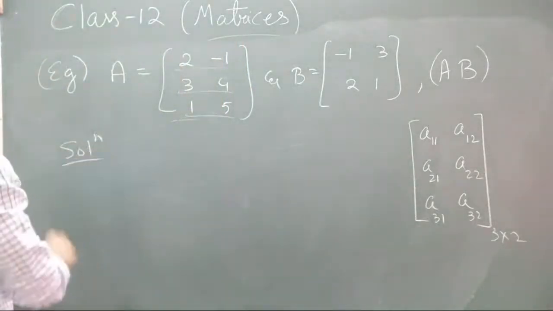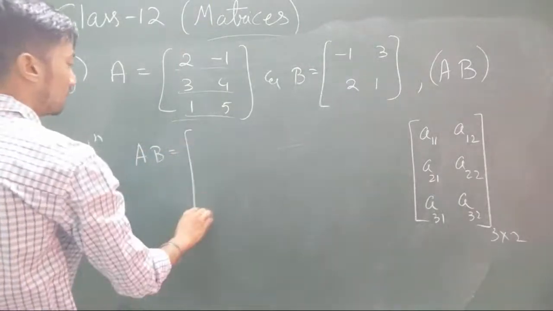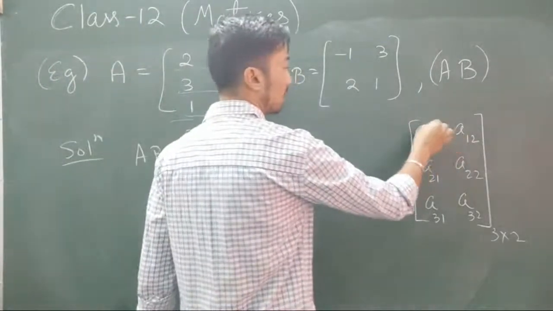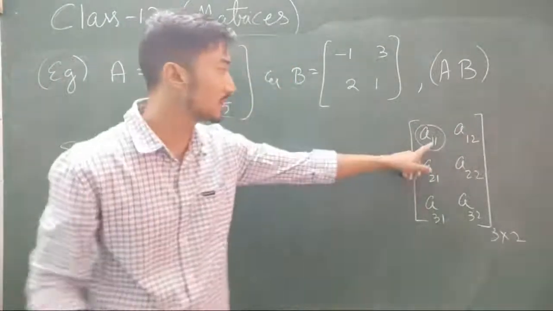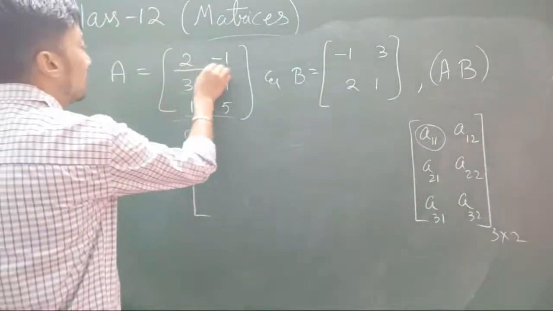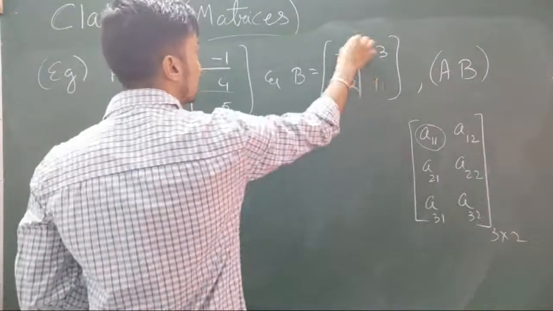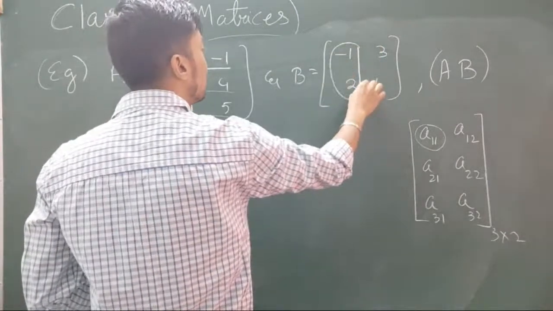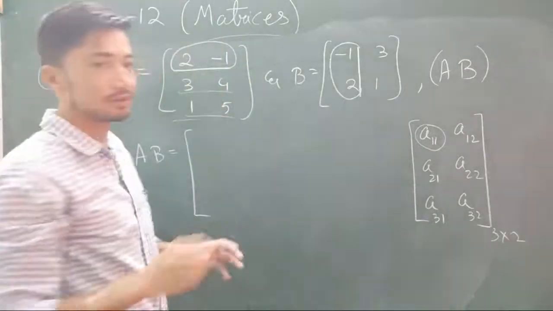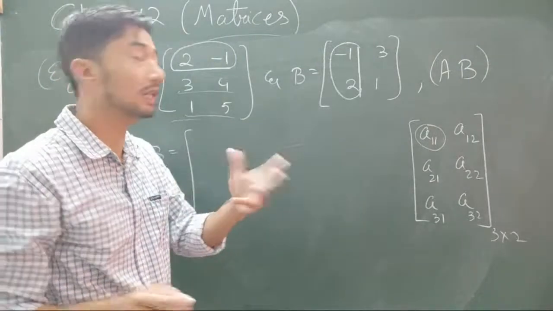Now, the solution will be the matrix AB. You see, the first element, A11, means first row, first column. I will be multiplying and adding the corresponding elements of the first row with the first column. That will help you.